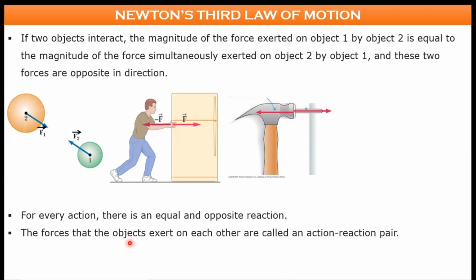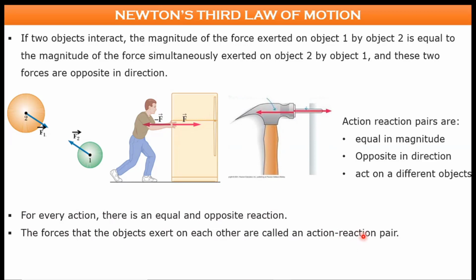The forces that objects exert on each other are called action-reaction pairs. Briefly, action-reaction pairs are equal in magnitude, opposite in direction, and act on different objects. If you say the action force is on the moon, the reaction force must be on the Earth. Think about the sun and Earth: if the sun attracts the Earth, the Earth is also attracting the sun. If the action is on the Earth, the reaction is on the sun.